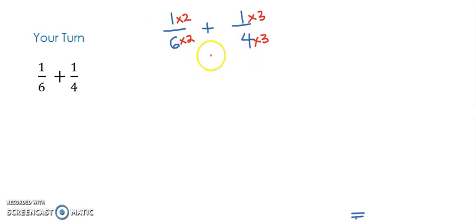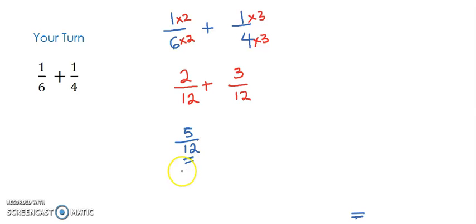All right, so let us rewrite these fractions into their equivalent fractions. 1 times 2 is 2, 6 times 2 is 12. So now we have 2 12ths, plus 1 times 3 is 3, 4 times 3 is 12. Now we can simply add 2 12ths plus 3 12ths, and that is going to give us 5 12ths. All right, so our answer is 5/12.